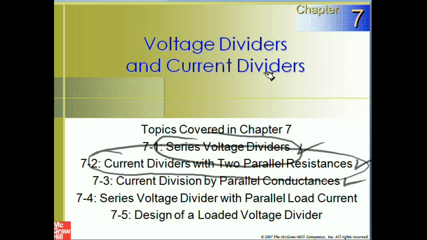Alright, we're going to be talking about a loaded voltage divider, which means a series parallel circuit. So that's a series voltage divider with a parallel load current. They tried to make this all sound so fancy when it's just stuff we've looked at earlier, but now we're seeing the application side of it. Okay, and at the end we're going to be talking about designing a loaded voltage divider. Alright, so let's just continue on.